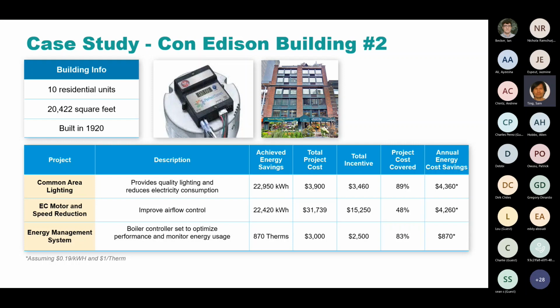Total incentive is $500, so the payback is less than a year. So it's pretty amazing as well. We can help verify all this for you. Next, please.